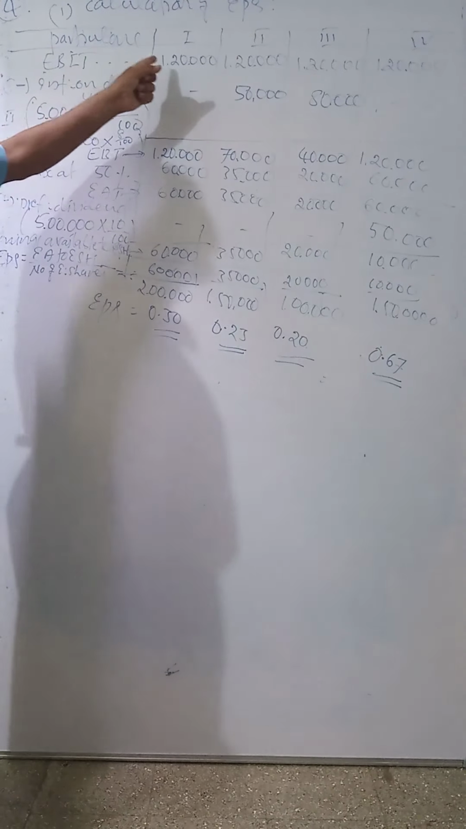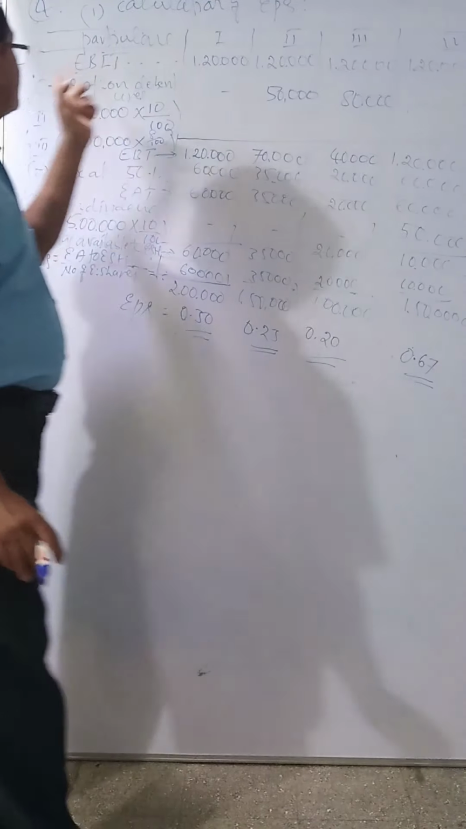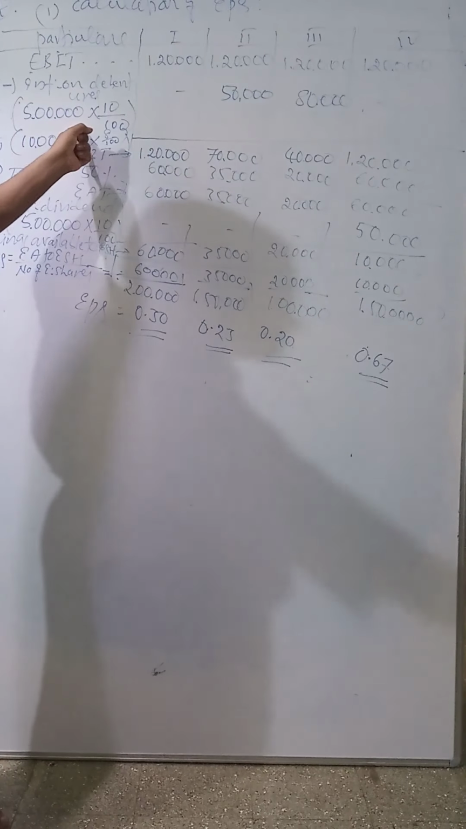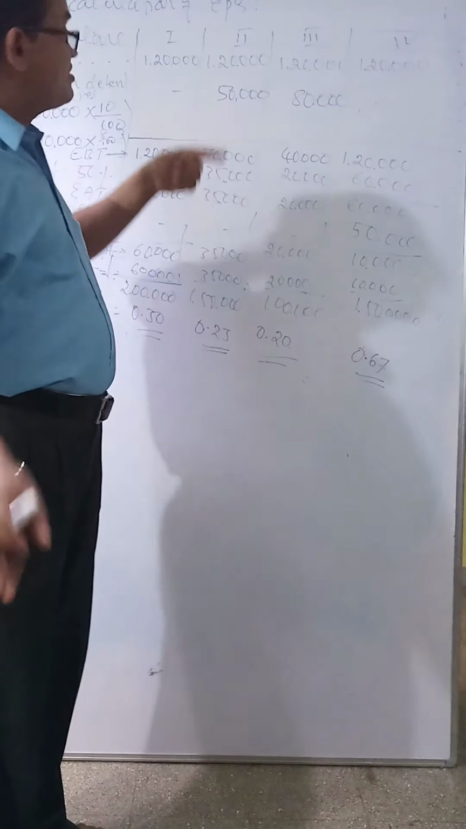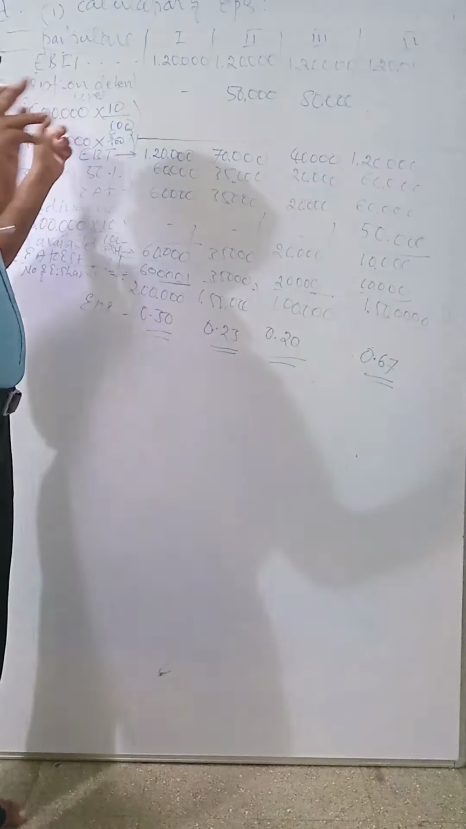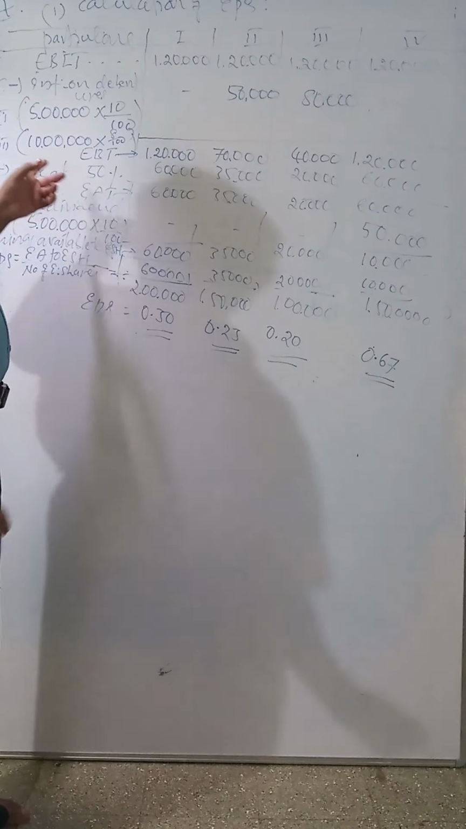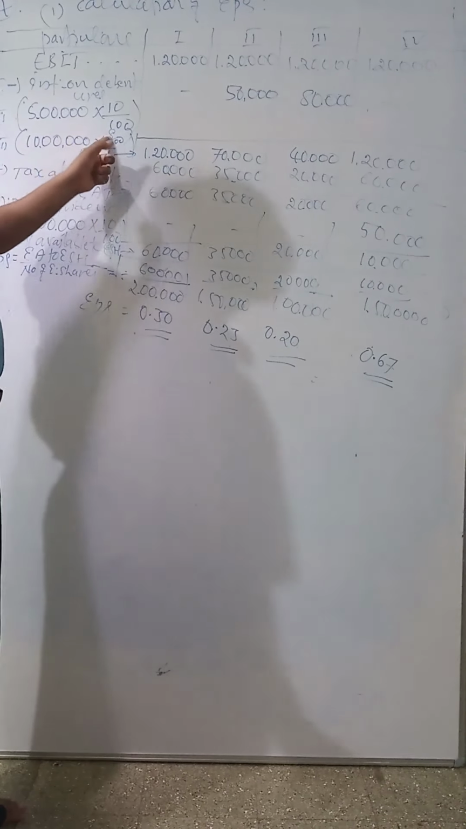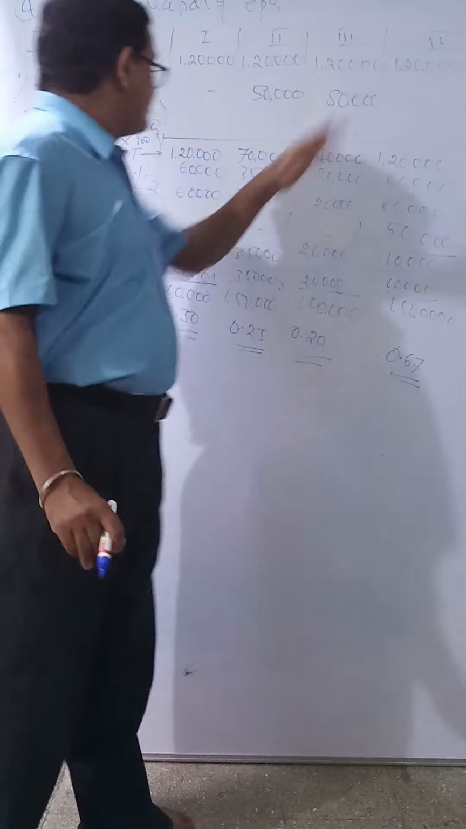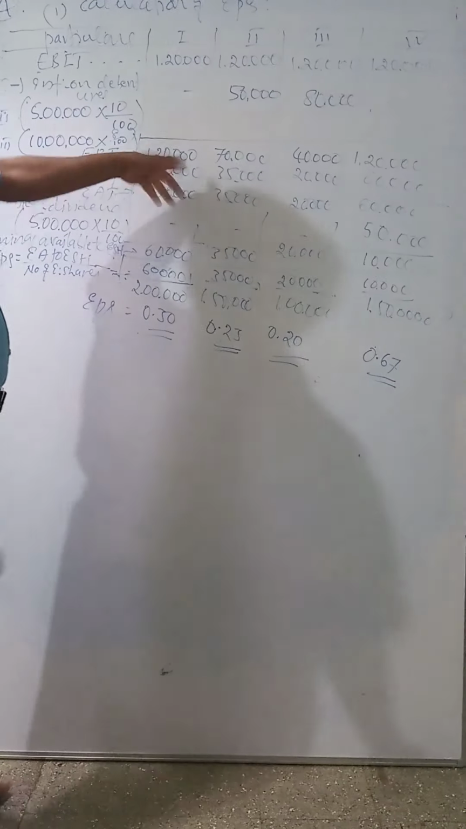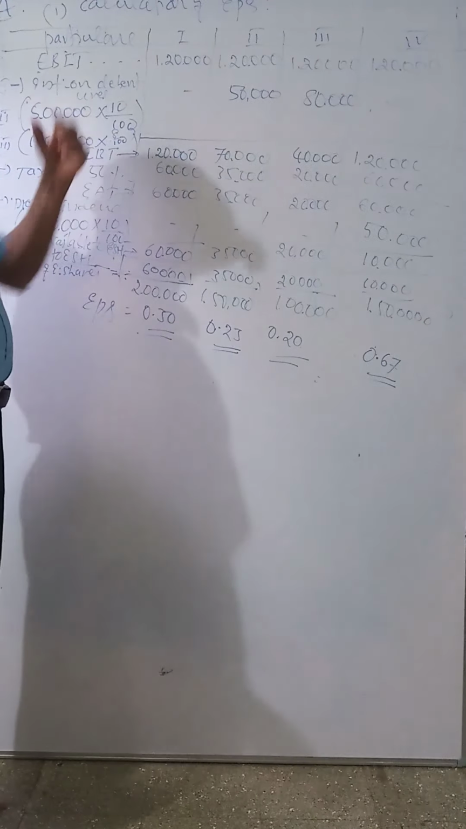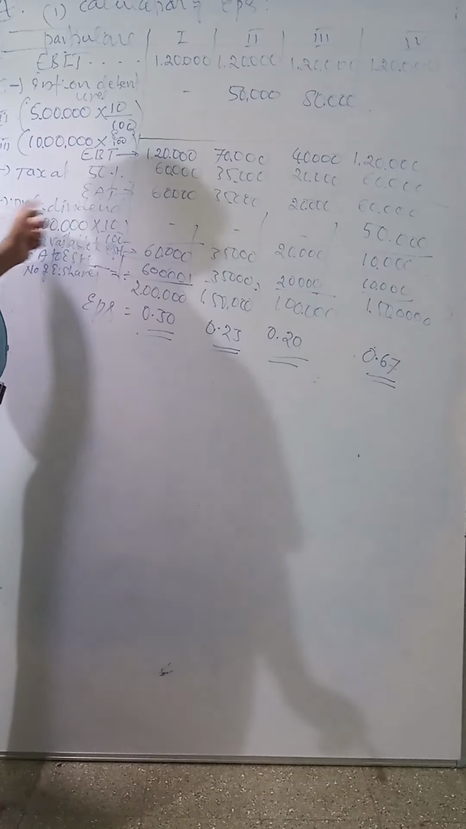Understood? EBIT you have to take, 1,20,000, less interest on debentures. See the working analysis table: the second column has 10% debentures, 5 lakh into 10%, 50,000. In the third plan they gave 10 lakh at 8% debentures, 10 lakh into 8 divided by 100, 80,000. Deduct, and you will get EBT, earning before tax, less tax at 50%, and you will get EAT, less preference dividend.